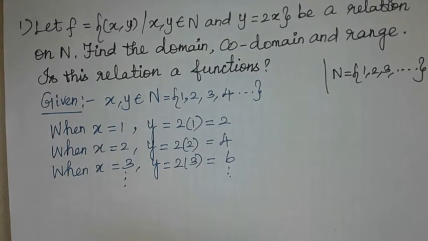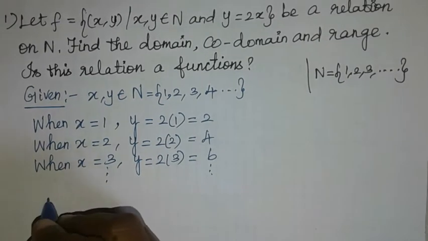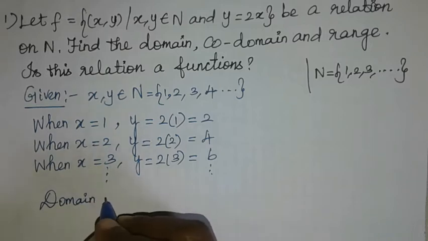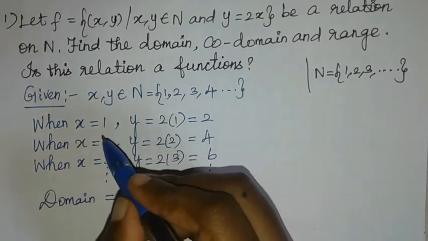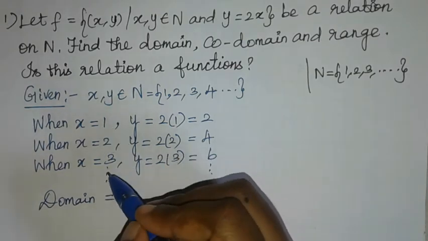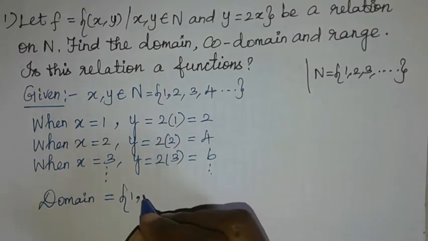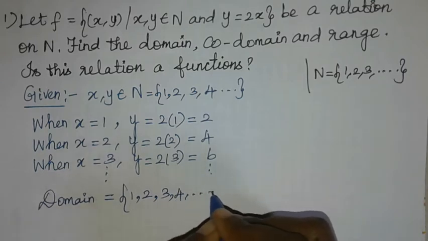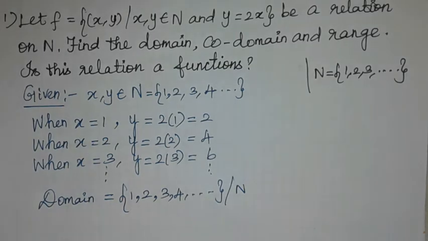Okay, from this, how to find the domain? The domain is the set of elements from the A set, which means the substituting elements, the x elements. These are known as the domain. Natural numbers, we can say 1, 2, 3, 4 and so on, or we can say it's the natural numbers. Okay, all the natural numbers.